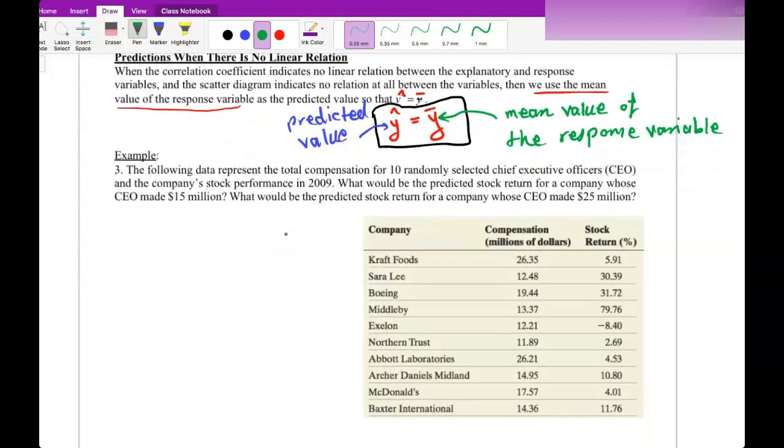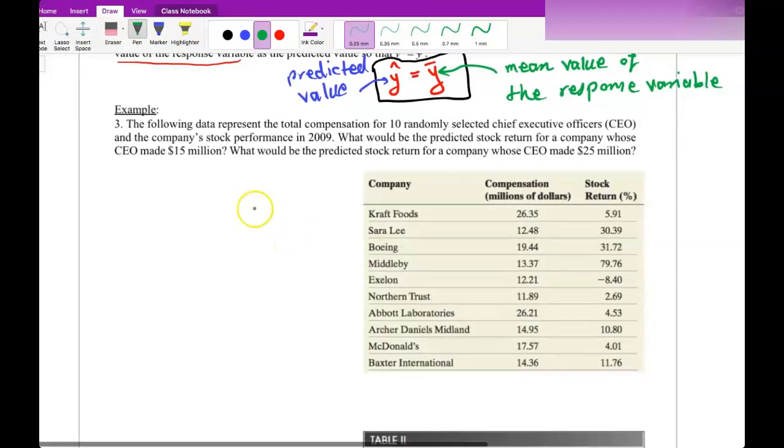Example number 3. On this board we have 10 randomly selected chief executive officers, because we have 10 numbers here, so that's why our sample size is equal to 10. This is the company's stock performance in 2009. Now what would be the predicted stock return for a company whose CEO made $15 million? What would be the predicted stock return for a company when the CEO, chief executive officer, made $25 million?